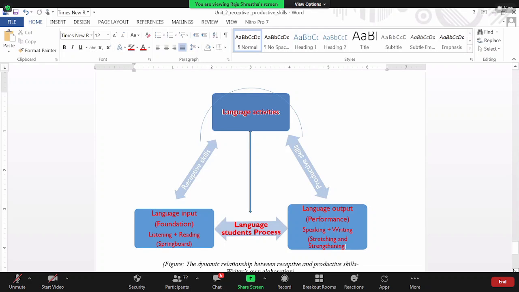So both receptive and productive skills are interrelated. One is not complete in the absence of another.